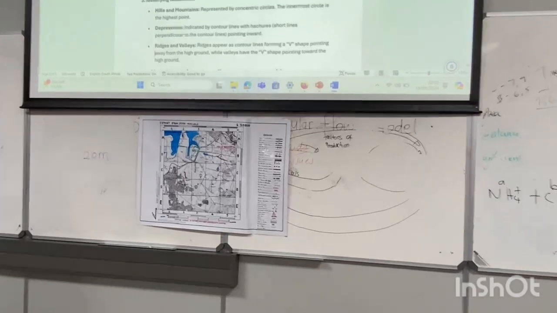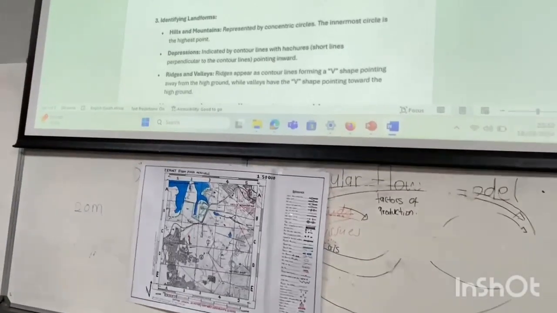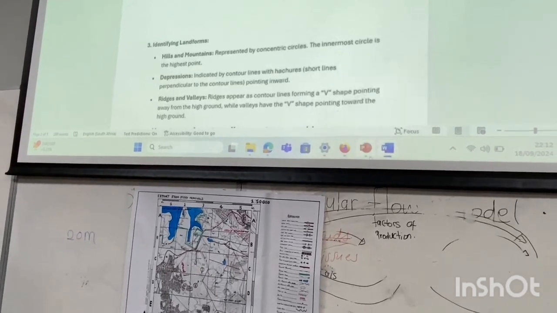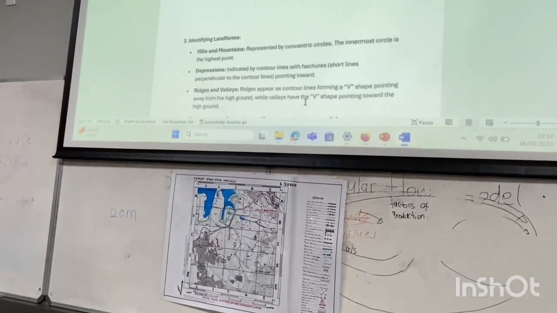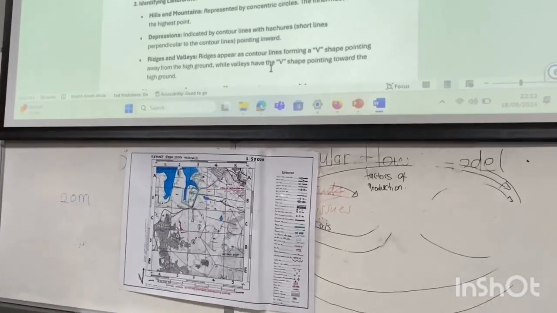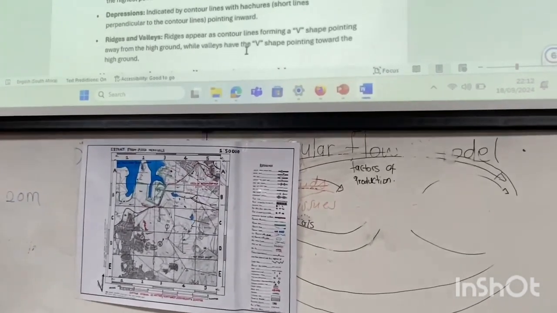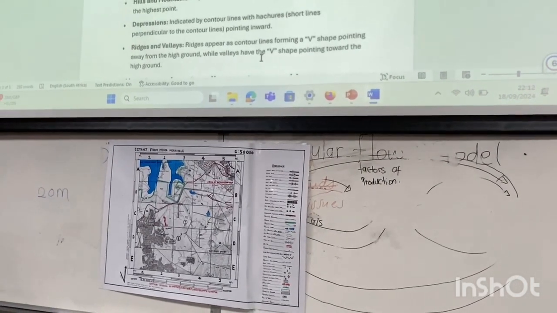And then to move over to the second landform, we have depressions. So depressions are indicated by contour lines with hachures. Hachures are short lines perpendicular to the contour lines, pointing where? Inward. Okay? And then lastly, we have ridges and valleys.